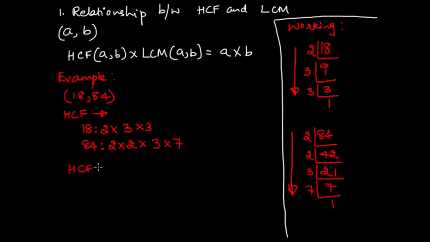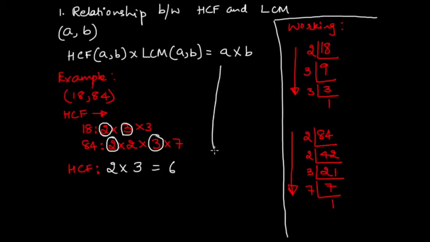So as we know, HCF is all the common factors multiplied together. So let's choose a different color to point out. So in this one we have 2's common. So we have 1, 2, and we have a 3 common. So 3. So 2 times 3 is 6.